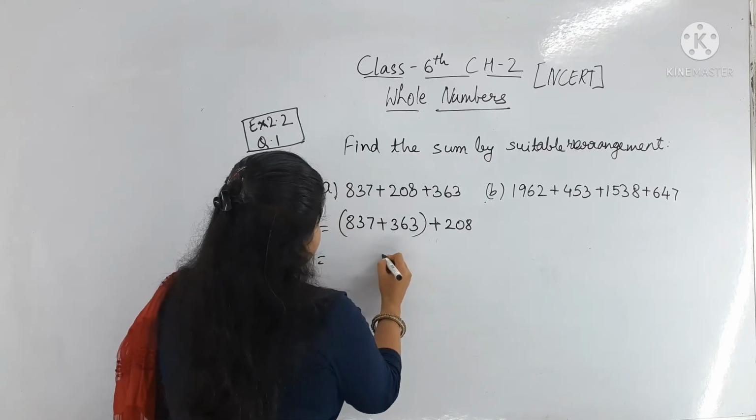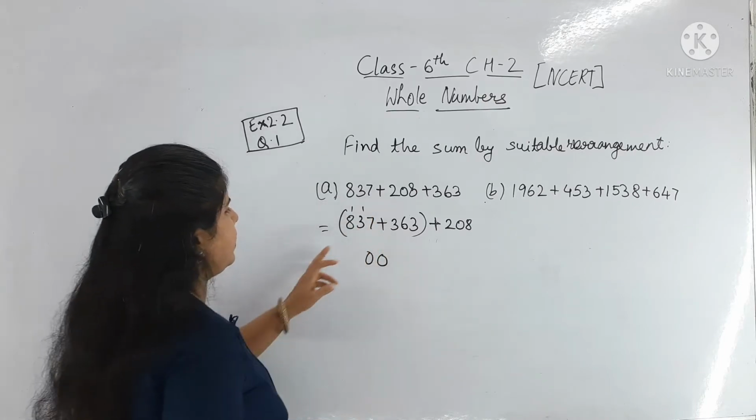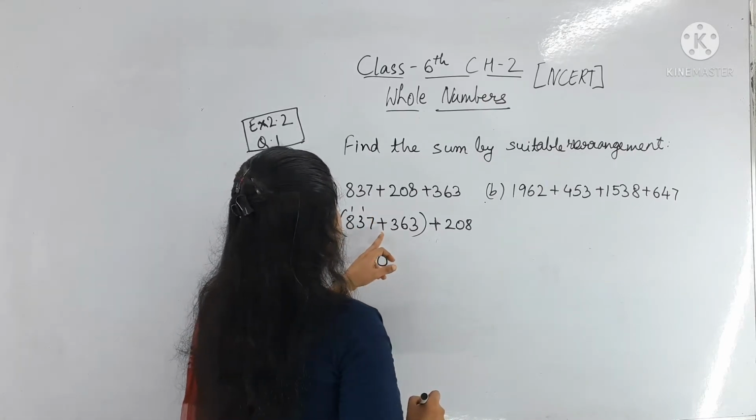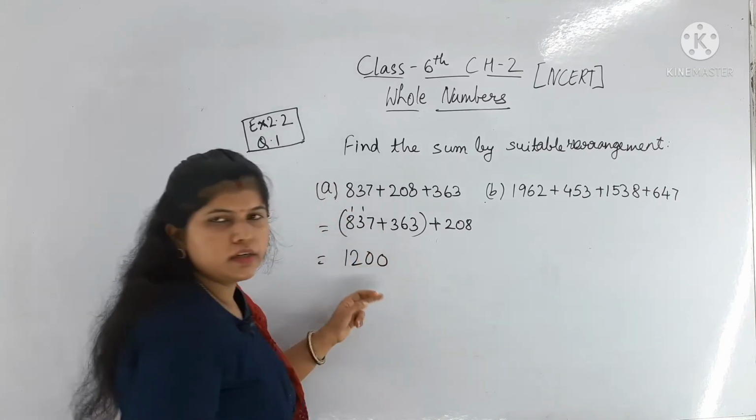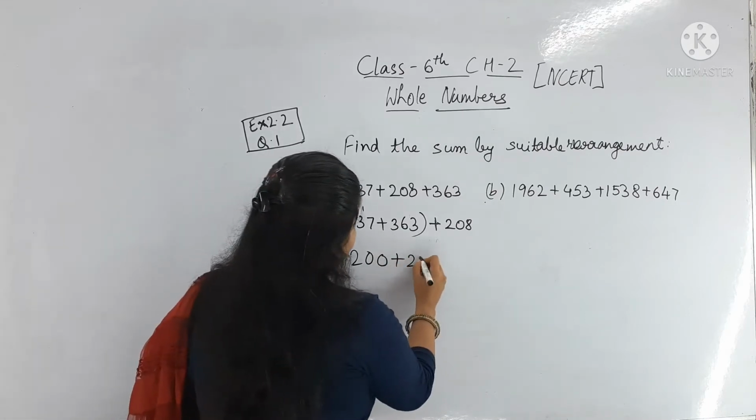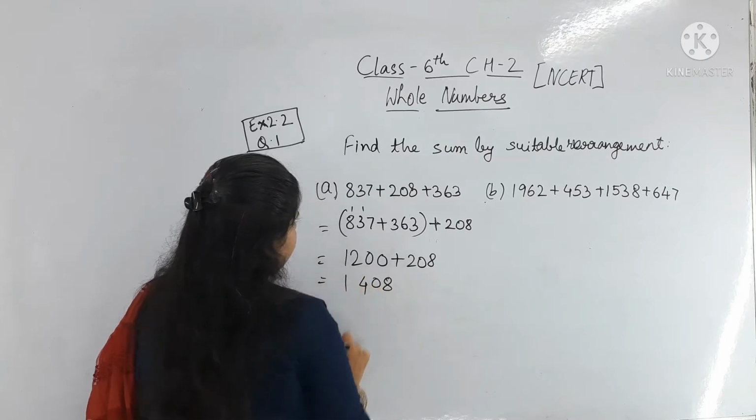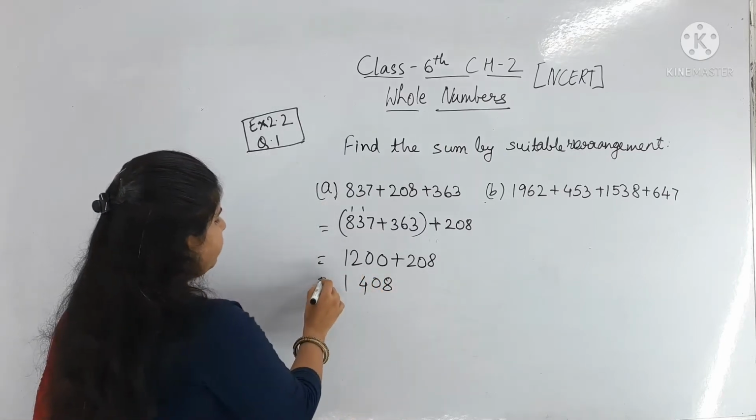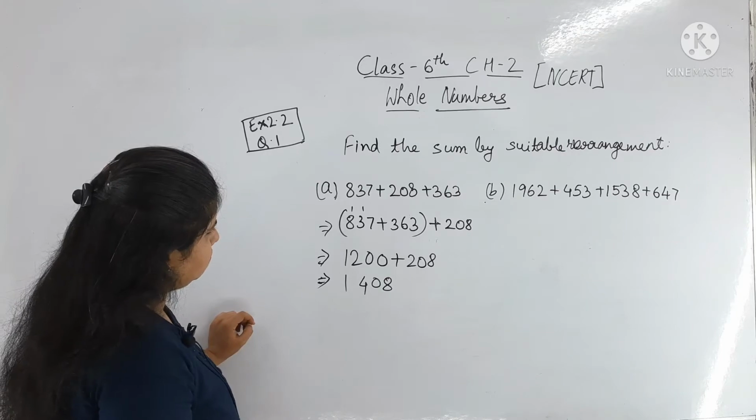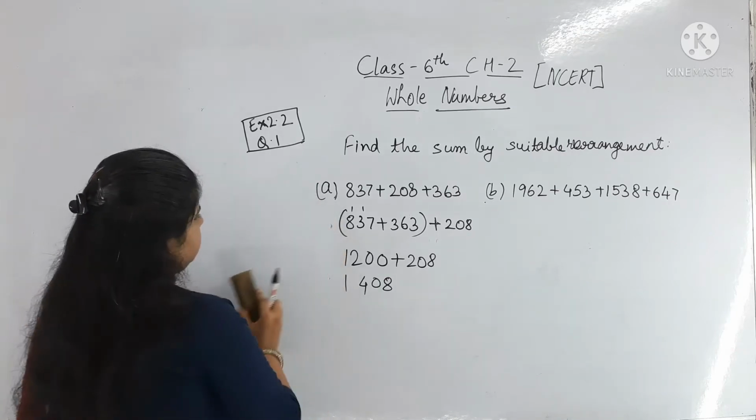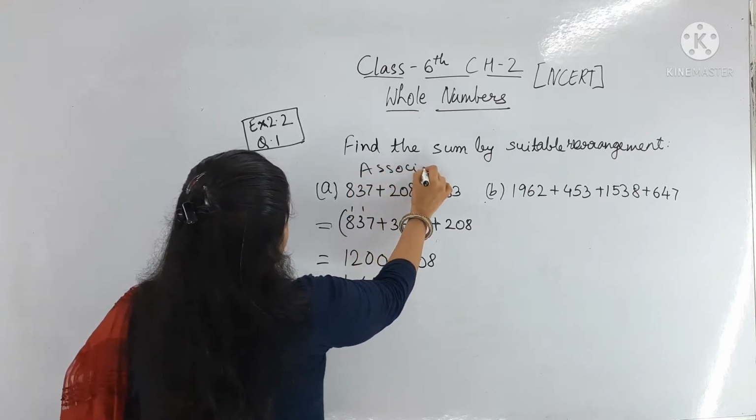So 7 plus 3 is 10, 6 plus 4 is 10, and 8 plus 3 is 11, 11 plus 1 is 12. So I am getting here 1200 plus 208. So this is 8, 0, 2 plus 2 is 4 and 1. So I am getting here 1408. I had applied the associative property here.